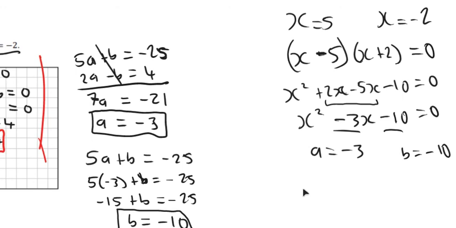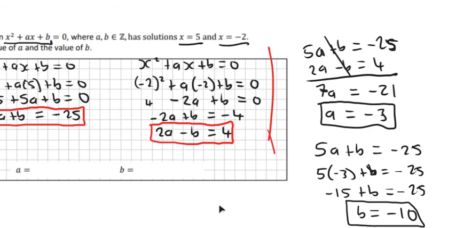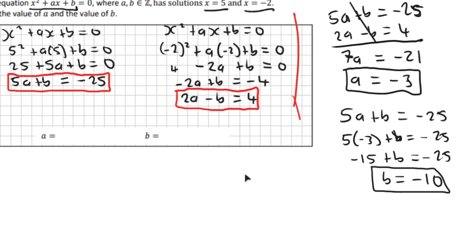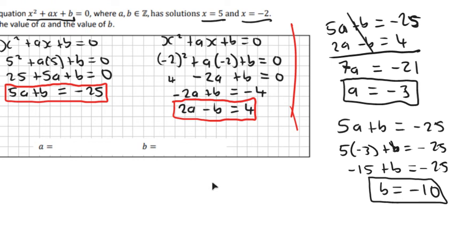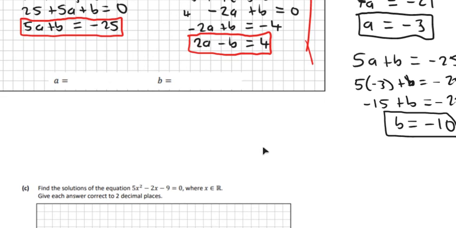So that's an easier way of doing it, but I imagine a lot of people would have done it that way, the first way, where you're just subbing in the numbers. You get two equations, and then you can use simultaneous equations. So both ways will work.